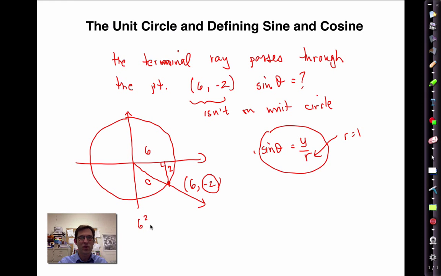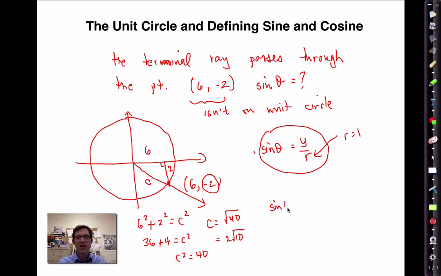I'd say, 6 squared plus 2 squared is equal to c squared. Apparently I can't do the Pythagorean theorem. 36 plus 4 is c squared. C squared is 40, so c would be root 40. If you felt the need, you could simplify the radical. It's 2 radical 10, whatever.